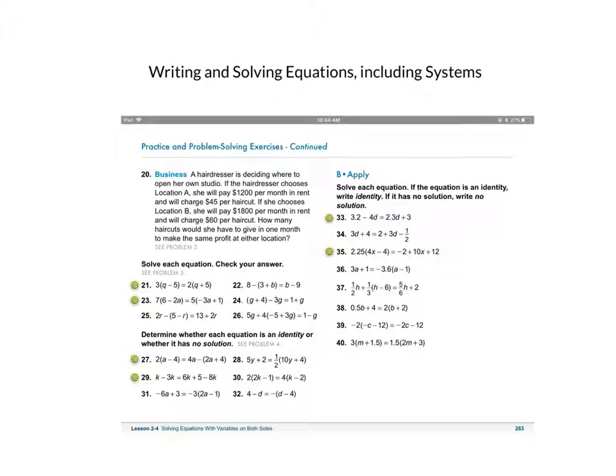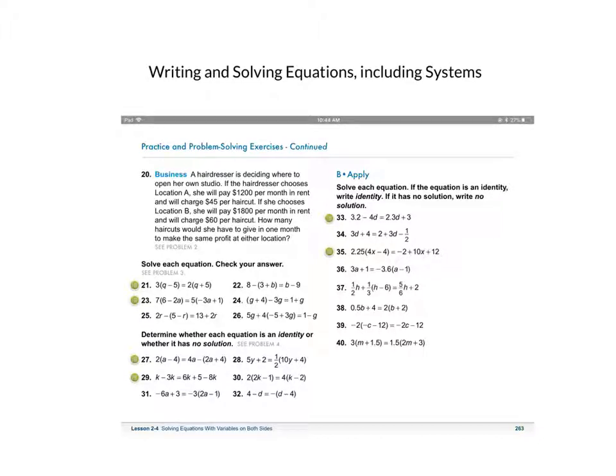So moving forward, in our second crucial content, you'll see it says writing and solving equations, including systems. So what you're looking at now would be the equations that you would be responsible to solve. Number 20 would be a good example of where you would have to write your own equation. Also in number 20, it's asking you to figure it out, so you're going to have to also be able to solve the equation that you come up with.